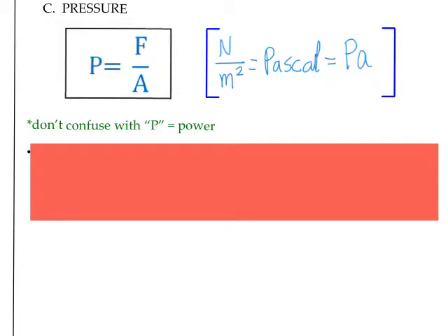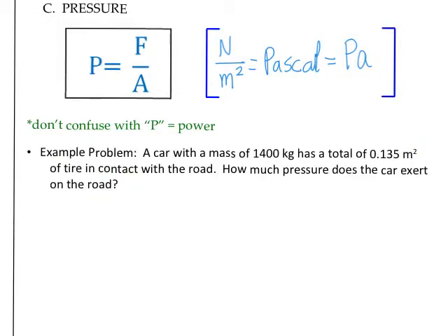So I have an example problem for you. We're going to work this out together. We have a car with a mass of 1,400 kilograms, and the area given is already in meters squared. It's 0.135, and that's how much total area is in contact with the road. And we want to know how much pressure the car exerts. Well, we're given a mass in kilograms, so just like you've seen for several chapters now, we want to change that to a force, and in this case it's going to be a weight, so we're going to multiply mass times gravity.